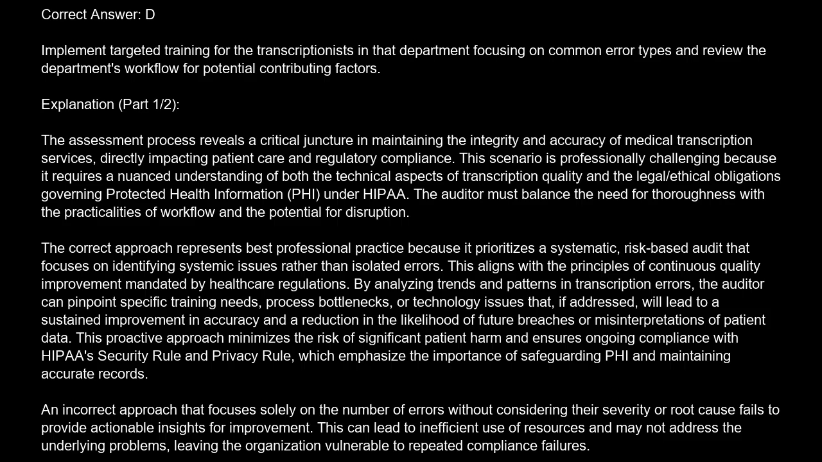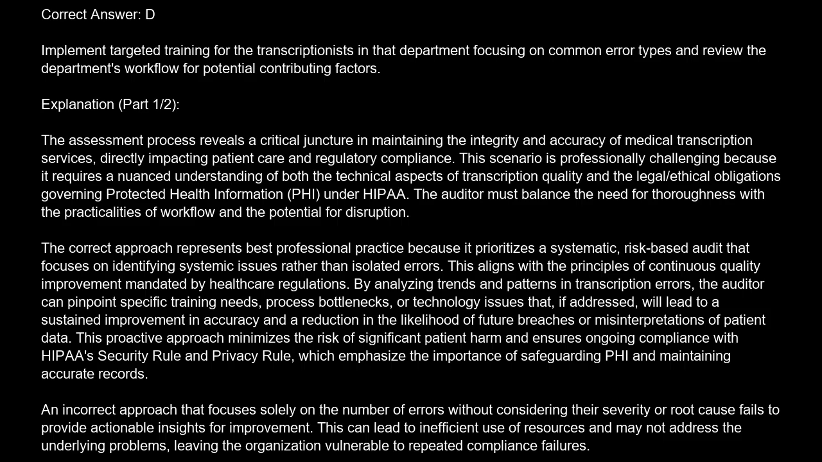This scenario is professionally challenging because it requires a nuanced understanding of both the technical aspects of transcription quality and the legal/ethical obligations governing protected health information. Under HIPAA, the auditor must balance the need for thoroughness with the practicalities of workflow and the potential for disruption. The correct approach represents best professional practice because it prioritizes a systematic, risk-based audit that focuses on identifying systemic issues rather than isolated errors. This aligns with the principles of continuous quality improvement mandated by healthcare regulations.